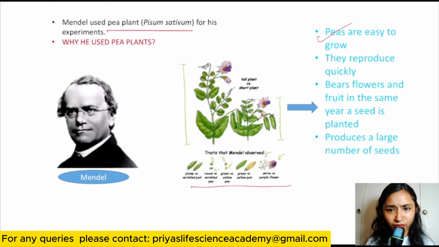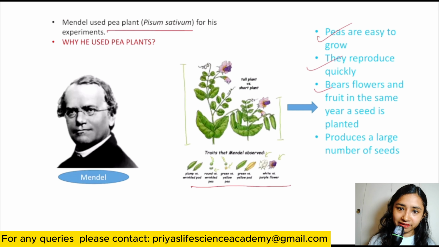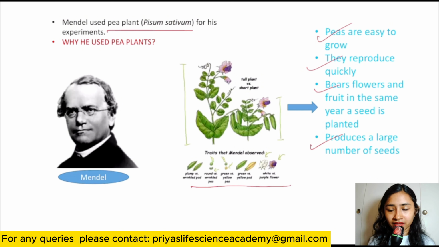It's the first important point. They reproduce quickly. That is a very important point for studying generation after generation in genetics. They bear flowers and fruit in the same year that they are planted. That is, their generation time is less. They produce a large number of seeds, which makes it easy to do genetic experiments. So these are the reasons why he chose the pea plant.